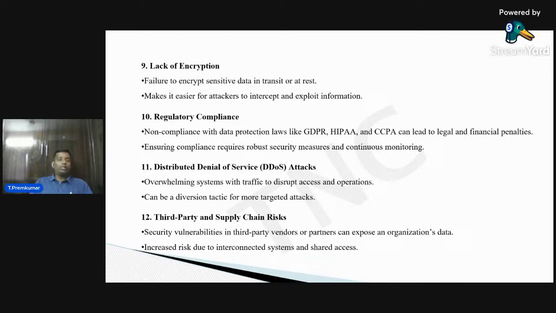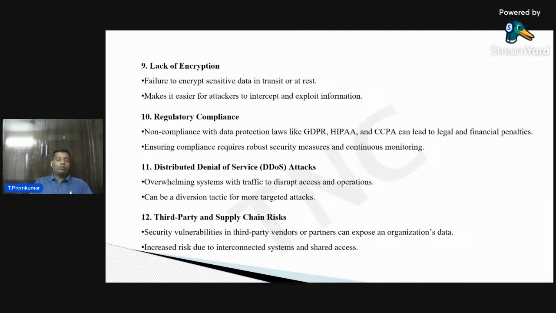And regulatory compliance: we have data protection laws like GDPR, HIPAA, and CCPA, and violations can lead to legal and financial penalties. Ensuring compliance requires robust security measures and continuous monitoring. In the case of denial of service attacks, systems are overwhelmed with traffic, which disrupts access and operations, so that the attack can also be a diversion tactic for more targeted attacks.